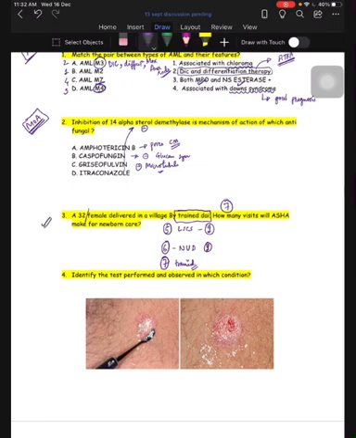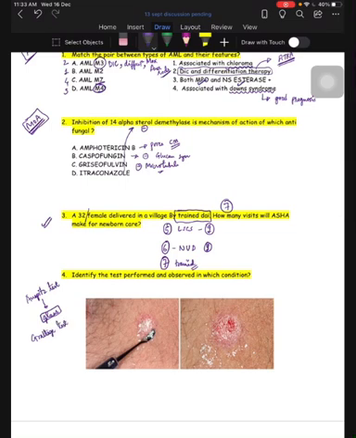Next, identify the test performed and the condition in which it is observed. You see that there is a plaque, and it has micaceous scales. There is an instrument which scrapes the plaque, and you see bleeding at the site of scraping. Ideally this test is performed with a glass slide. So this test is the Auspitz sign. The scraping by a glass slide is also known as the Grattage test.